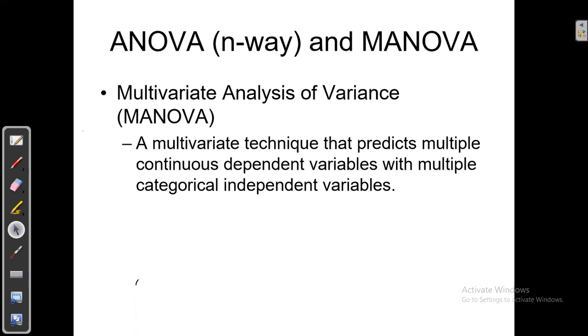And here in MANOVA, in contrast to multiple regression analysis, the number of dependent variables would be more than one. So this is a multivariate technique that predicts multiple continuous dependent variables with multiple categorical independent variables. Why do we talk about multiple categorical independent variables? Because I hope some of you have some idea when we talk about the n-way ANOVA, like when we usually apply the ANOVA procedure for our analysis, right?